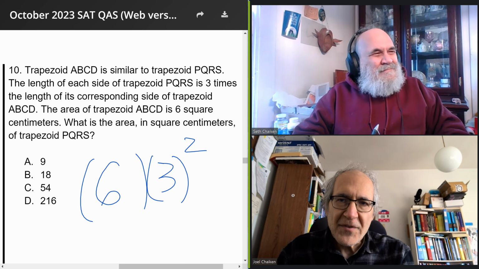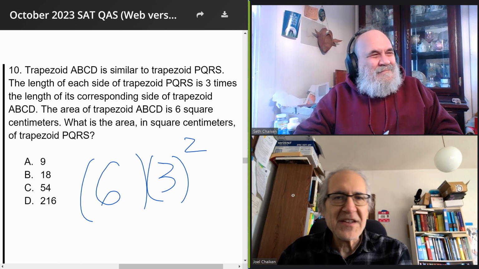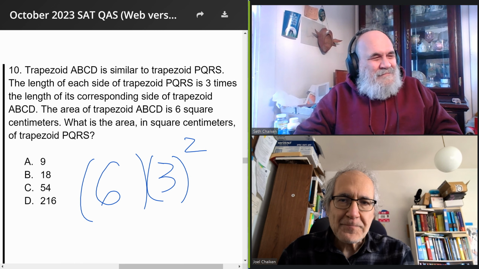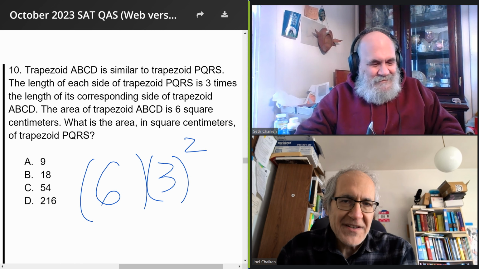Now, this is from a non-calculator question from the October 2023 written SAT test. There are no more. The future tests are going to be digital, and they're going to be calculator only. But they'll probably expect you to know this.